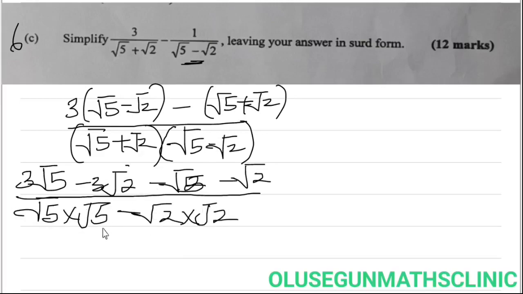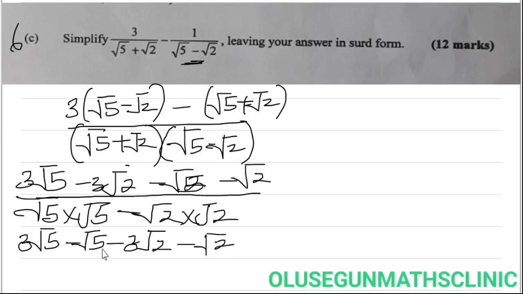So in this, this is 3 root 5 minus 5 root 5. So let's write it out. 3 root 5 minus root 5 minus 3 root 2 minus root 2, divided by 5 minus 2.